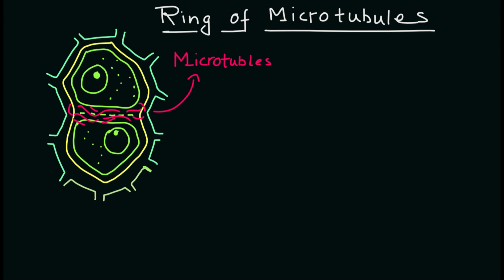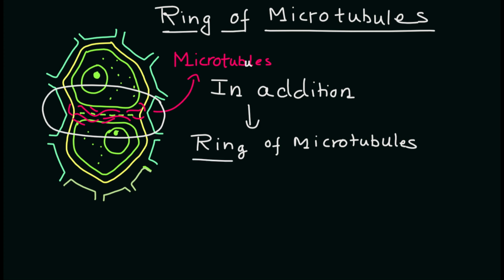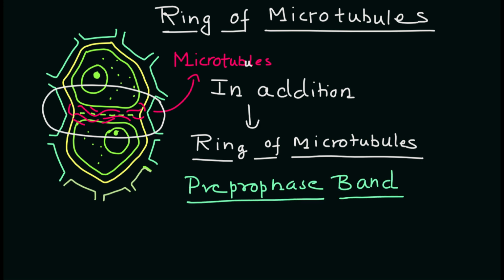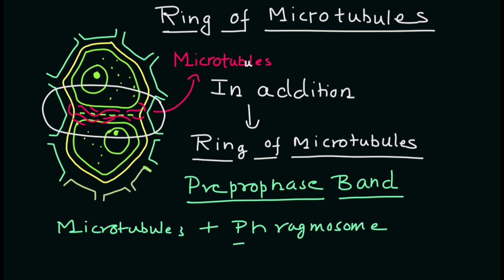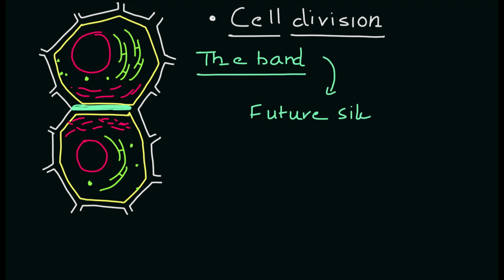In addition to the formation of phragmosomes, the formation of a ring of microtubules and actin filaments, also known as the preprophase band, occurs underneath the plasma membrane during the preprophase stage. This ring traverses the future equatorial plane of the mitotic spindle. Preprophase is characterized by the formation of phragmosomes. This particular band identifies the future site of cell division for the organism.